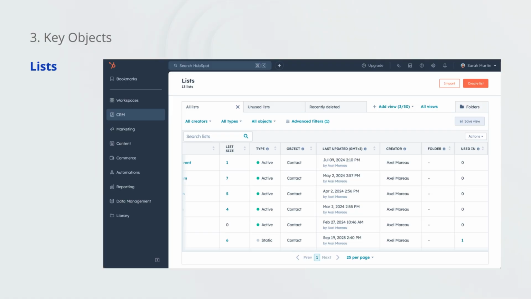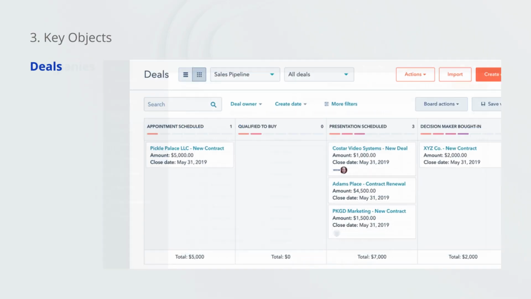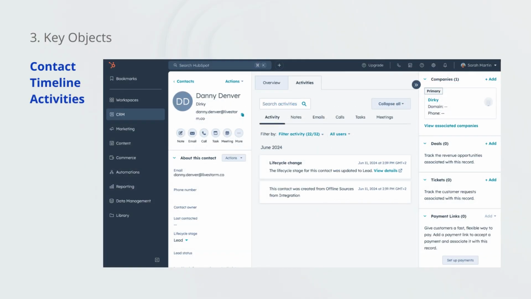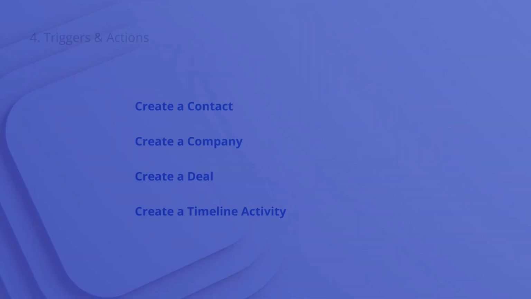Livestorm events attributes, companies to immediately create a new company in HubSpot when someone registers, attends or watches the replay of one of your events, deals to immediately create a new deal in HubSpot when someone registers, attends or watches the replay of one of your events, contact timeline activities to store the contact's registration and attendance data in relation to your Livestorm events.